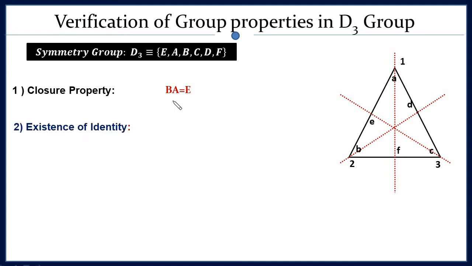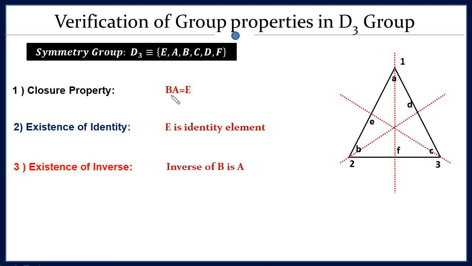Second property of a group is existence of identity. We have seen when we apply a transformation E on this equilateral triangle, the triangle remains the same. So E is an identity element. Third property is existence of inverse. What does it mean? It means if you multiply any element by its inverse, then the resultant element must be the identity element. If you look at this one, here we have multiplied B by A and we have seen the resultant is E. And we just saw that E is an identity element. Therefore, A is inverse of B or vice versa.